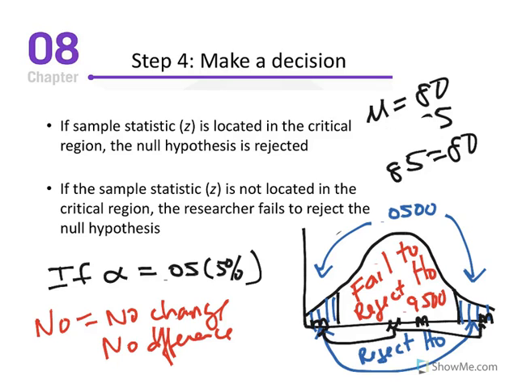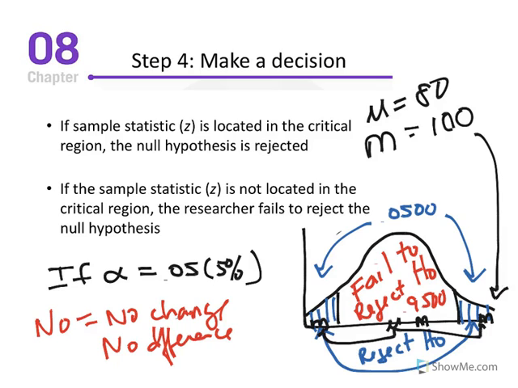Conversely, if we have a population mean of 80 and our sample mean after treatment was, let's say, 100, numerically speaking, yes, there's a difference. And let's say that sample mean occurs out in the tail. Then what we're saying is that 80 and 100 are different numerically, but also statistically speaking, they're not equal to one another, and in that case we would get to reject the null hypothesis.